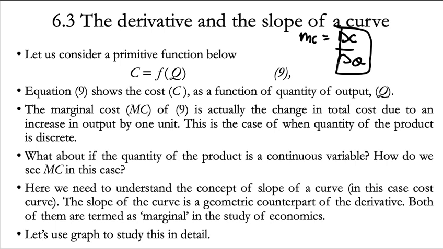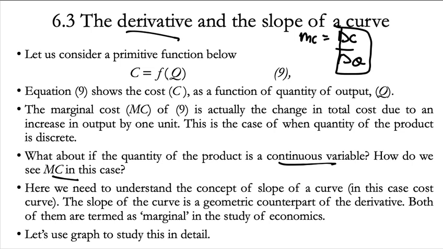So what about the derivative then? We are talking about if the change in quantity of the product, which is Q, is a continuous variable. Then the MC here has to be the derivative instead of the difference quotient. So that's why we need to understand the concept of the slope of a curve.